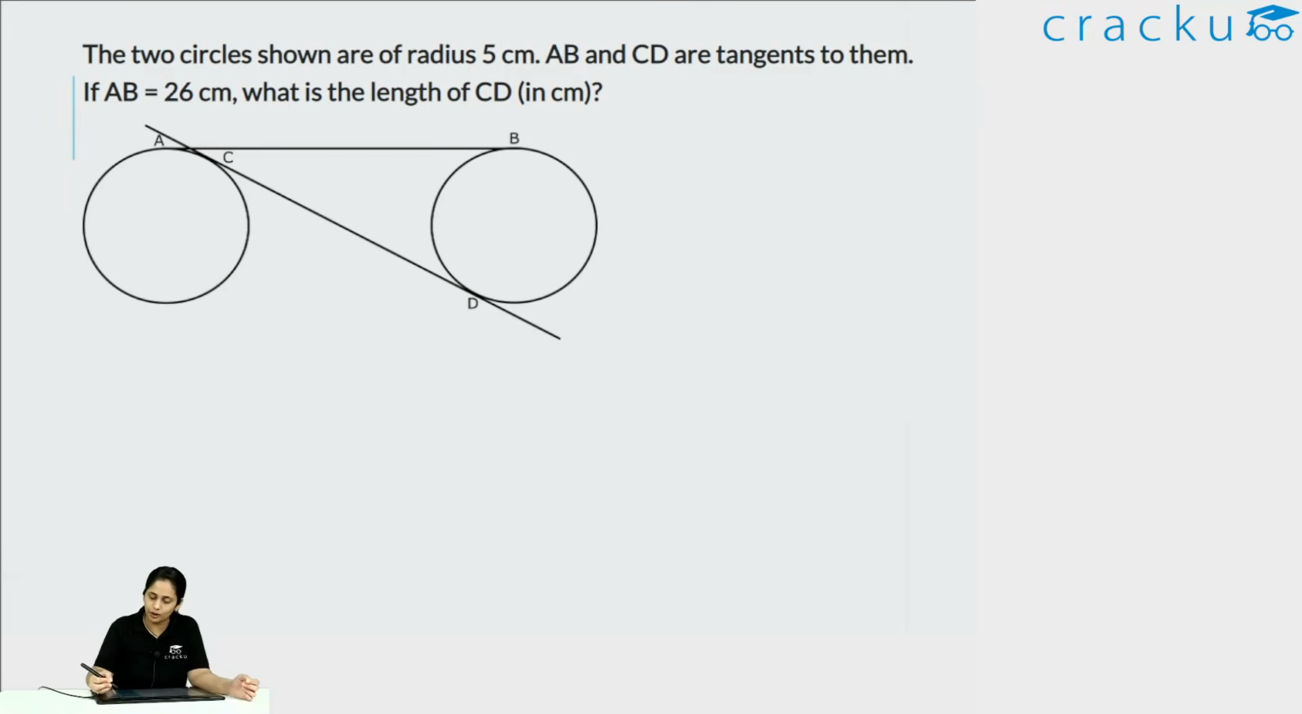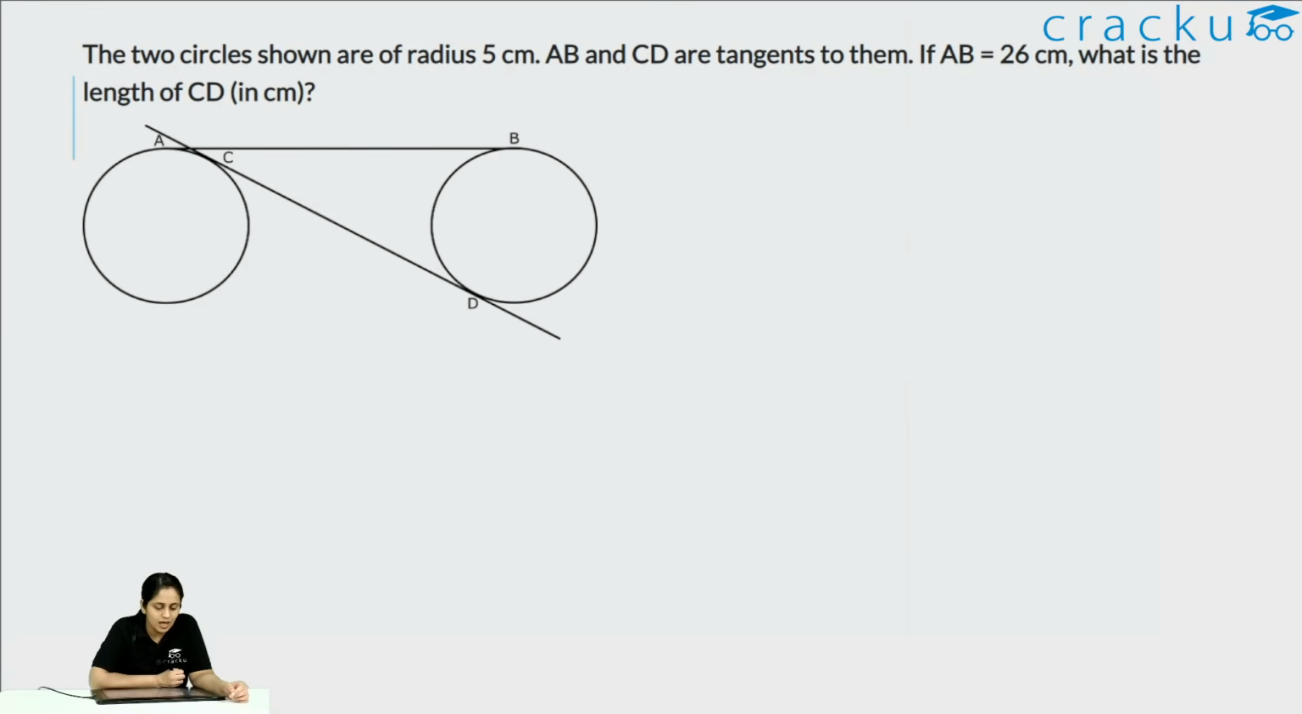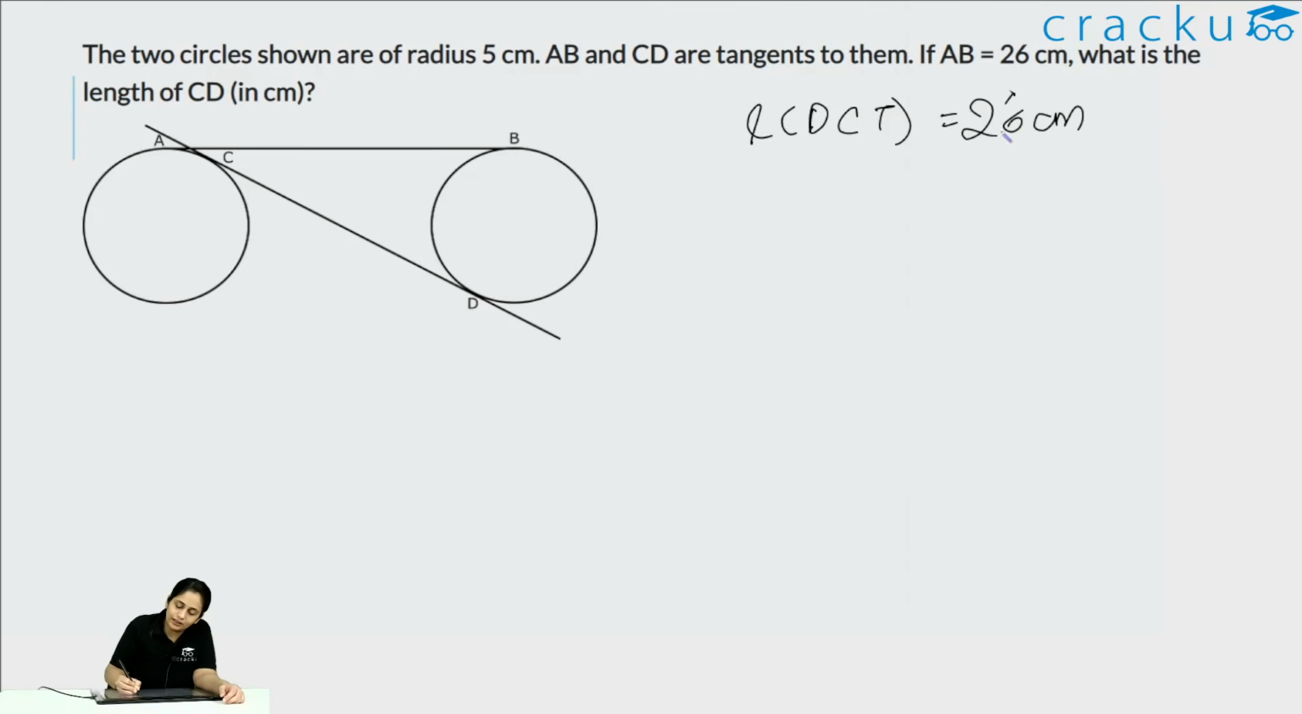So consider the following question. 2 circles are shown of radius 5 centimeters, AB and CD are tangents to them. If AB is 26 centimeters, what is the length of CD? So we are given the length of the direct common tangent, which is 26 centimeters. Also remember, both direct common tangents will be equal in length, and both transverse common tangents will be equal in length. So from that point of perspective, let us try to figure out the answer to this.